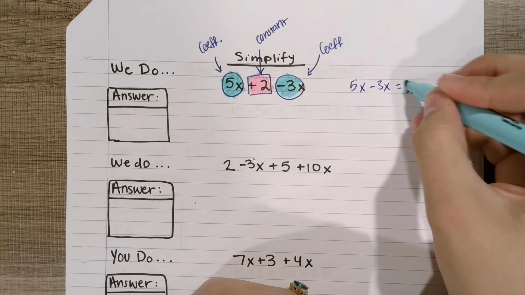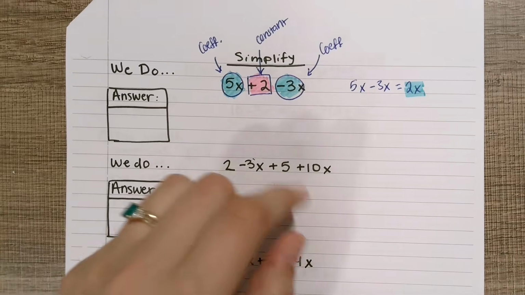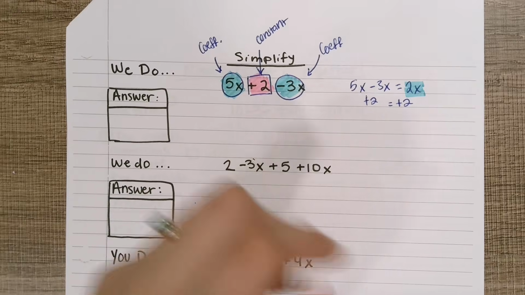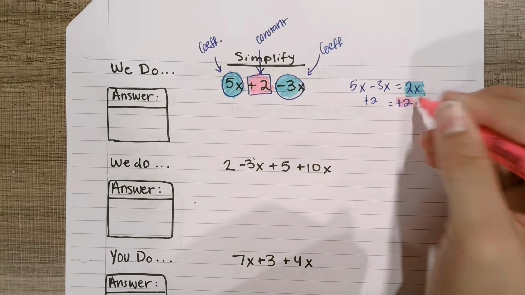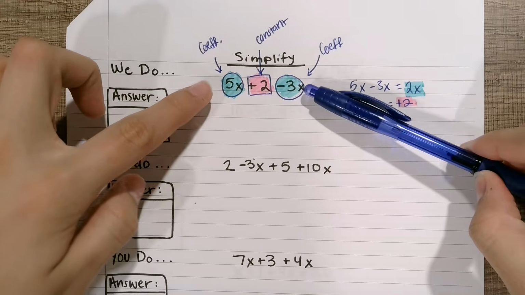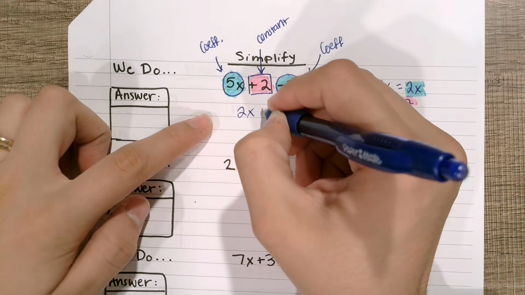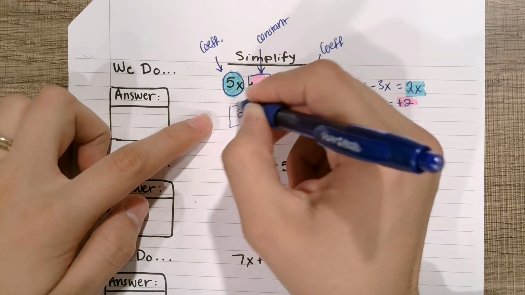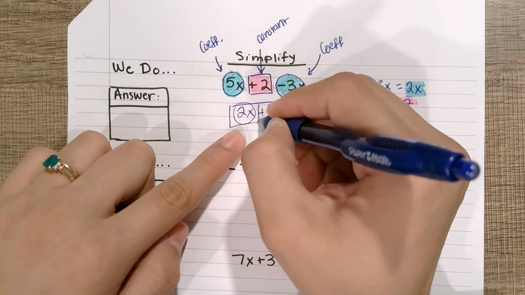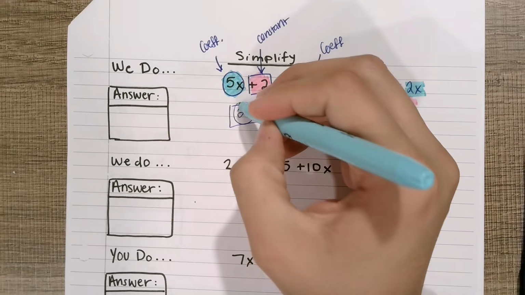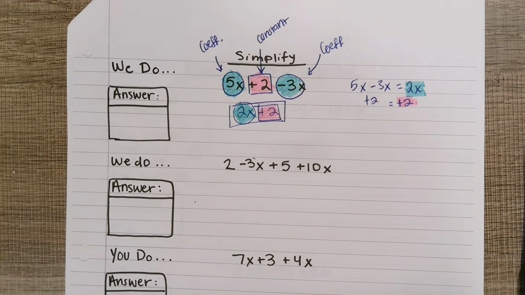So again, just to show you where I'm getting this from. And then plus 2 is just going to stay as plus 2 because there was nothing to combine it with. So let's redraw our expression with our new answers. So 2x plus 2, where 2x is our only coefficient left and plus 2 is our only constant left. So one more time with the coloring just to make it crystal clear where everything came from. If you need to pause the video to process this, go ahead and do so.